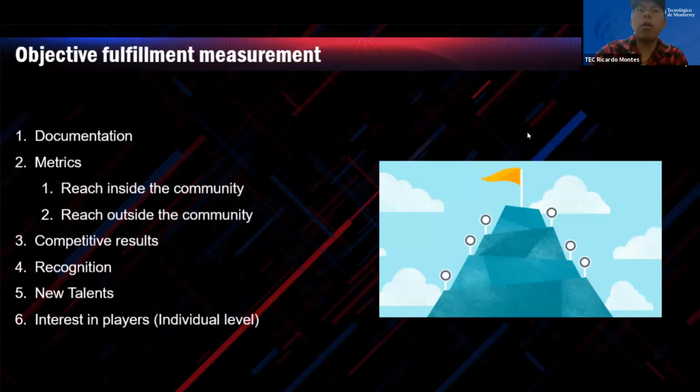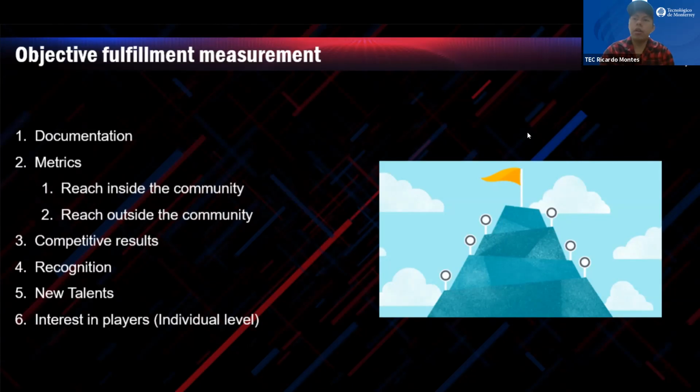Okay, now we're going to see how to measure the objectives of each plan. In every plan we have objectives and we need to see if we are going to achieve them, okay? So there are many ways to see if we achieve these objectives, for example, documentation. If you see that there is an interest in the esports programs of your university, like people that are interested in enrolling in your university because of this program.